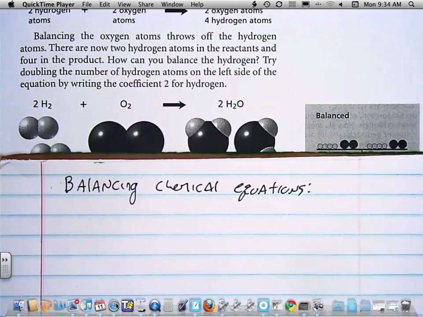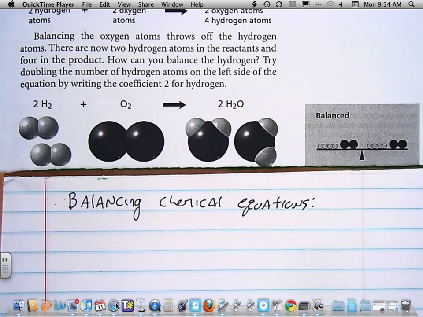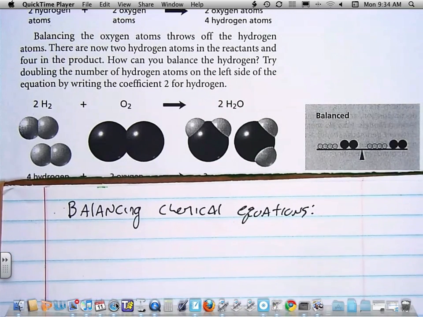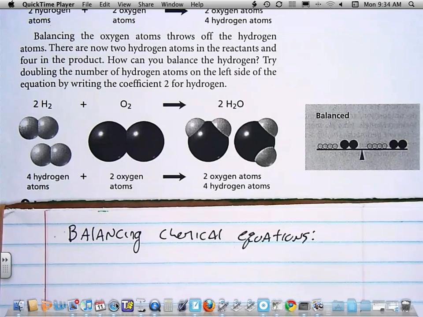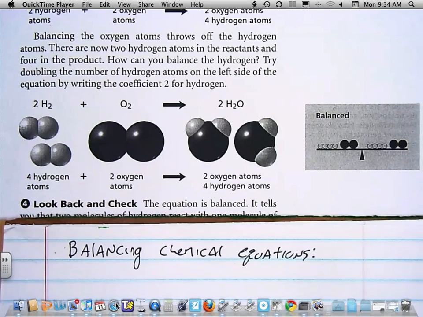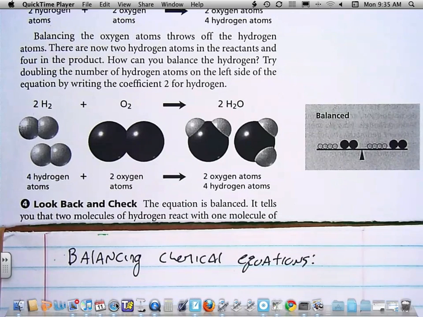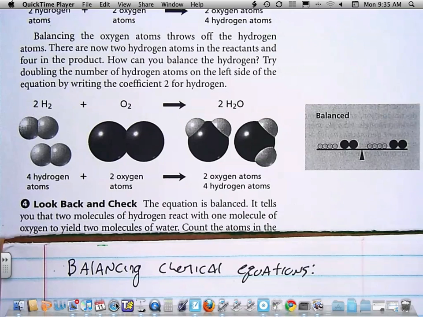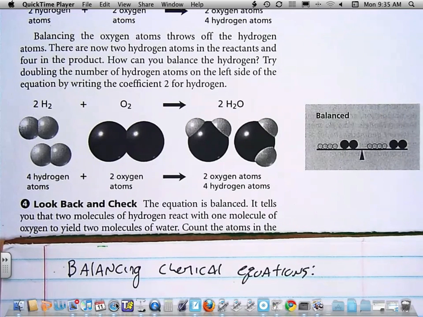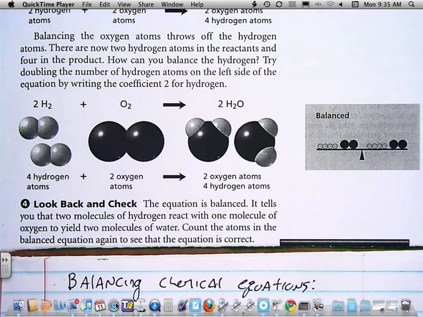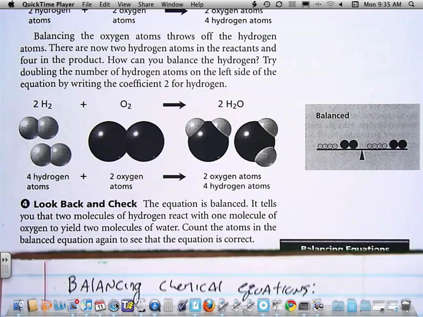Looks like they've done that. So 2H2 plus O2 equals 2H2O. Okay. Now, is it balanced? Look back and check. The equation is balanced. It tells you that 2 molecules of hydrogen react with 1 molecule of oxygen to yield 2 molecules of water. Count the atoms in the balanced equation again to see that the equation is correct.